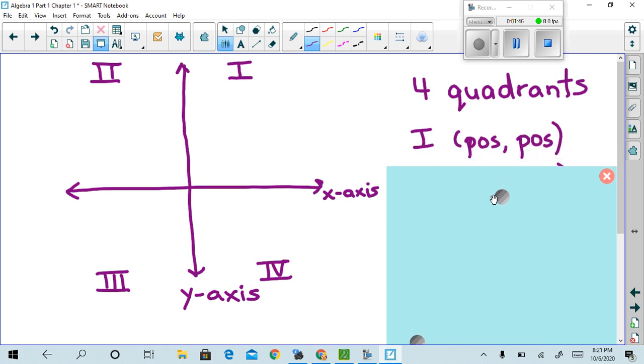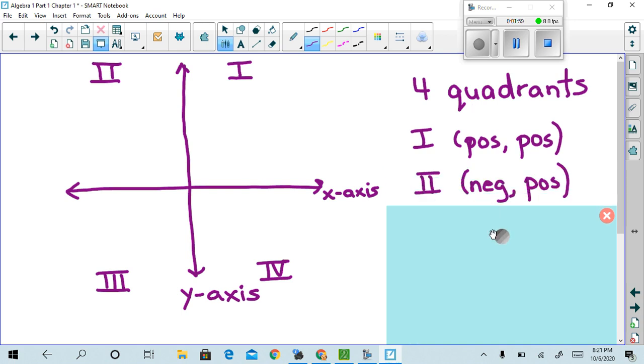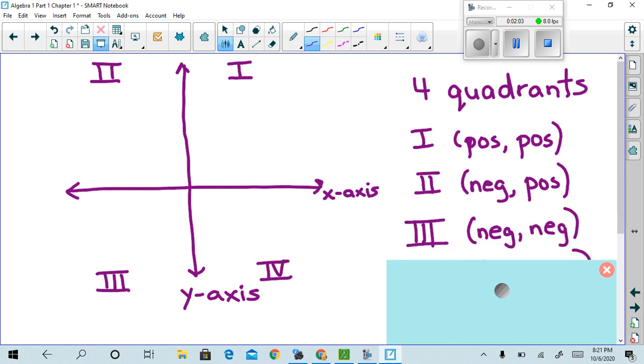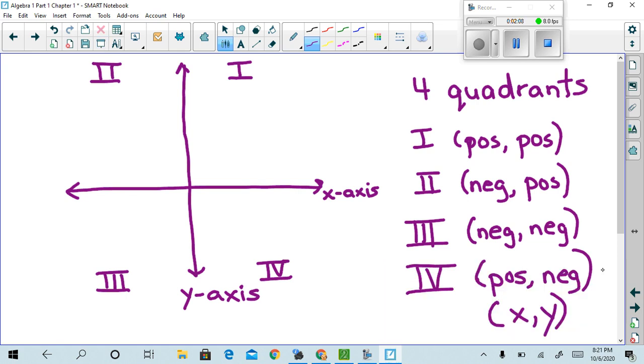Each of these quadrants has specific points in it, and in quadrant 1 all the points will be positive, positive. The x's will be positive and the y's will be positive. Quadrant 2 to the left, negative, positive. Below are my negative, negative points, and to the right on the bottom my positive, negative points. These are the signs of the coordinates.